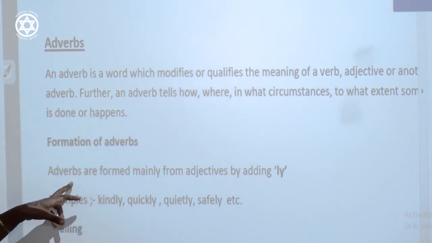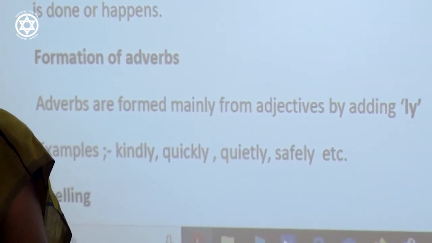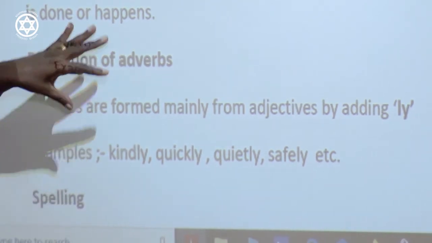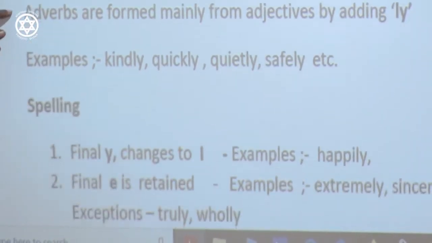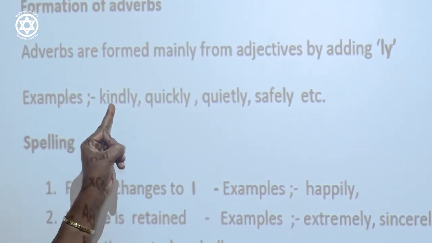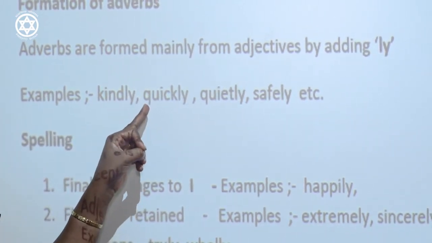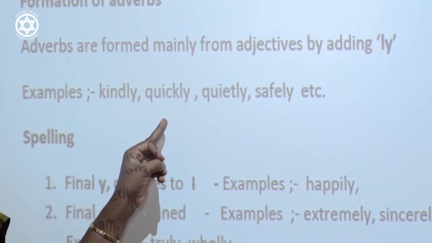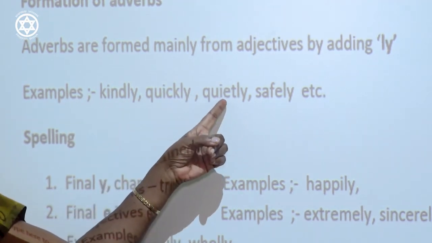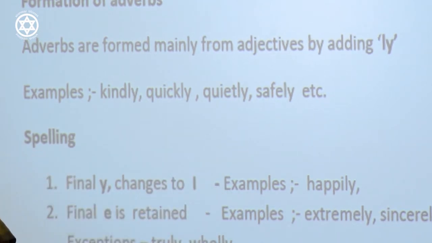Adverbs are commonly formed by adding ly to the adjectives. This is the common way of forming adverbs. So, we add ly to the existing adjectives. For example, kind is an adjective, so you add ly so that it becomes an adverb. Then quick is an adjective. When you add ly to the adjective, it becomes an adverb. Quiet is an adjective. Then when you add ly, it becomes an adverb.